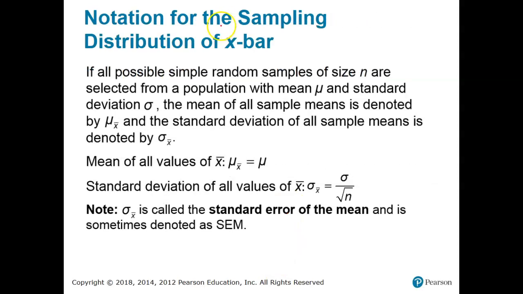As far as our notation here, this mu sub x bar is the notation for the mean of all the values of x bar. The standard deviation is this sigma with a little subscript x bar. It's also referred to as the standard error of the mean, and that's denoted as SEM sometimes.